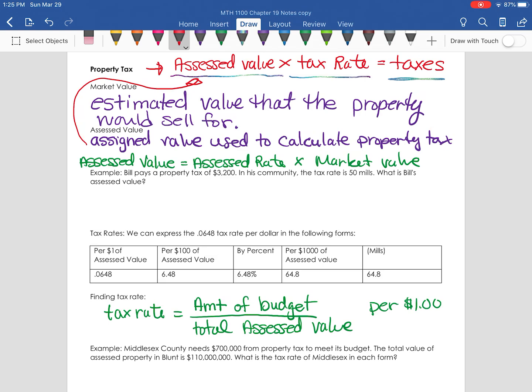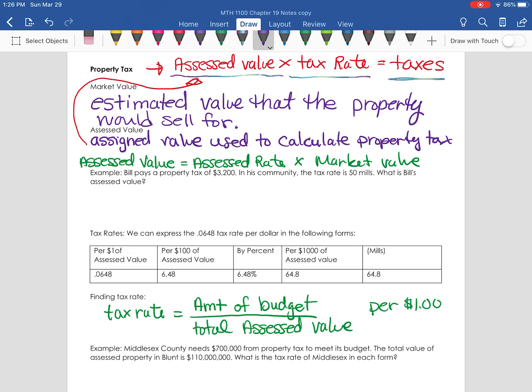Now, sometimes you have to calculate the assessed value yourself before you can multiply it by the tax rate. If you have to find the assessed value yourself, you take the assessed rate and you multiply it by the given market value. And that's how you find the assessed value.